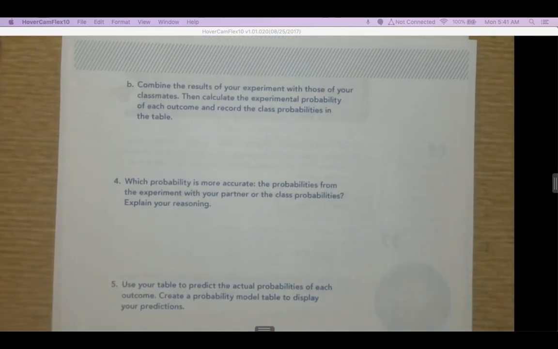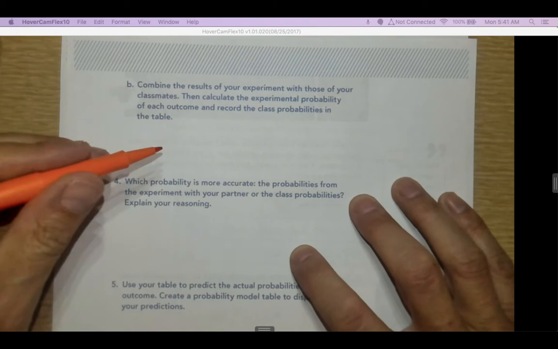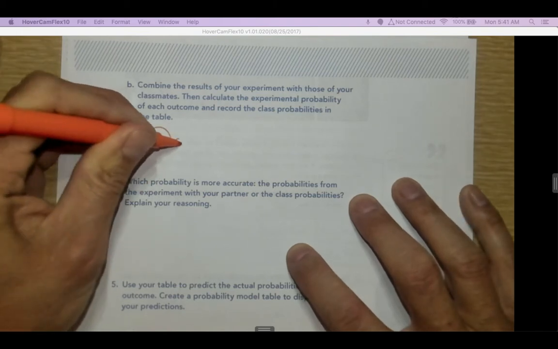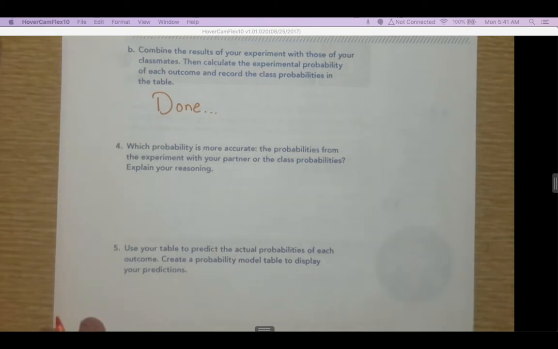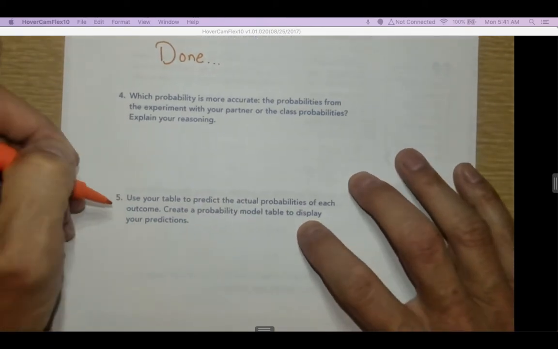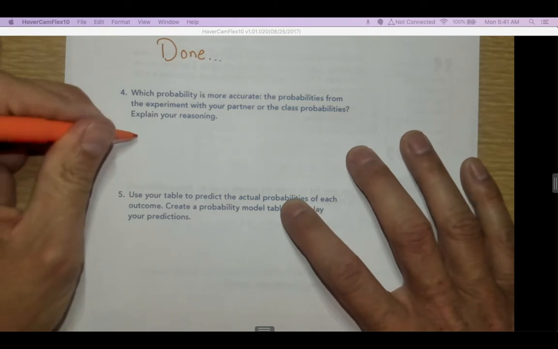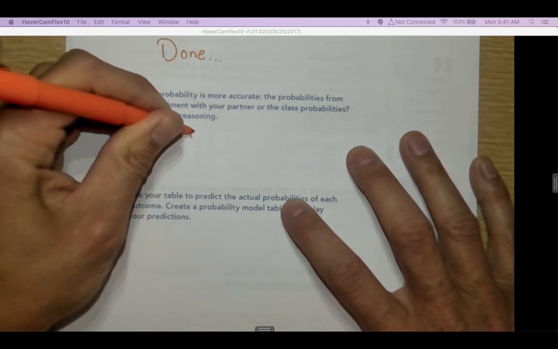Combine the results of your experiment with those of your classmates. Then calculate the experimental probability of each outcome and record the class probabilities in the table. Done. We just did two groups, but you could see how it was getting closer. Which probability is more accurate? The probabilities from the experiment with your partner or the class probabilities? The class probabilities.